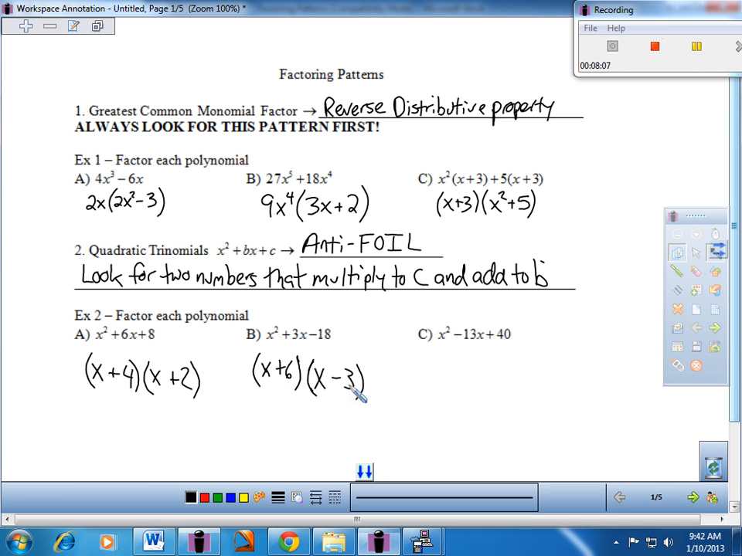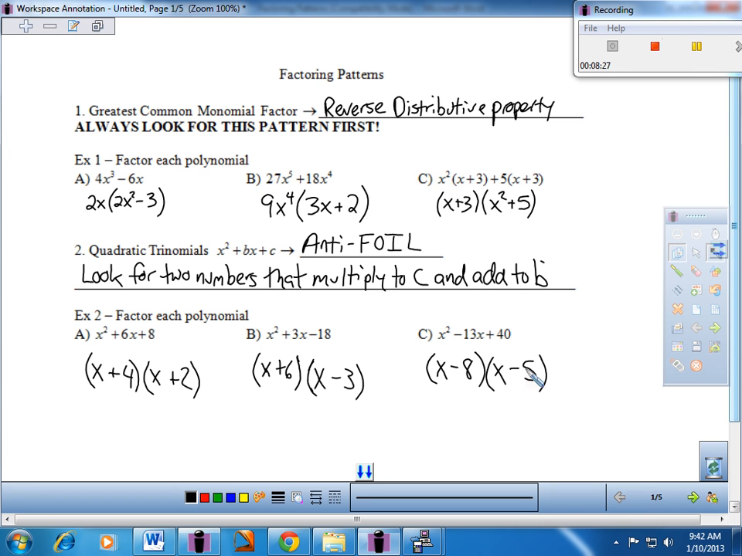Nice. I did the same thing over here, of course. Got my 2 parentheses taken care of, x and x. And now this one, just be careful on, 2 numbers that multiply to positive 40 and combine to negative 13. So must be negative and a negative here. So minus 8 and minus 5 would do it. All right, and those should be pretty straightforward. Just being able to sort of anti-foil that piece.